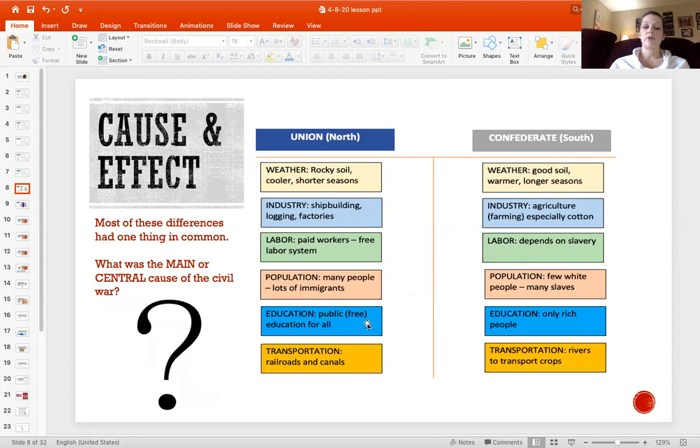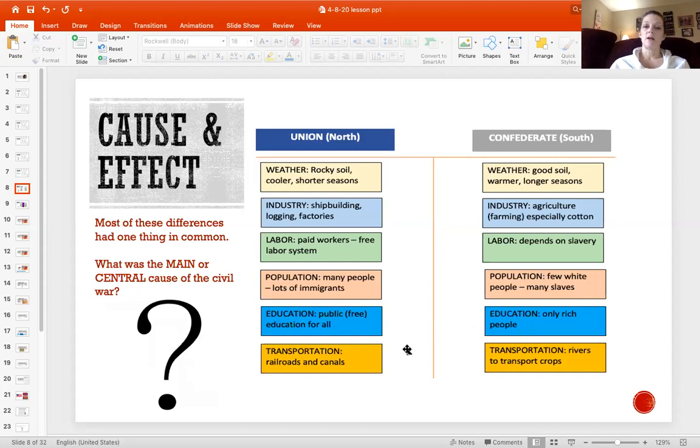In the North, because they had a lot of Puritans, a Puritan religion, they felt like education should be free for all. However, in the South, only the rich white people were pretty much educated. Everybody else was left out.